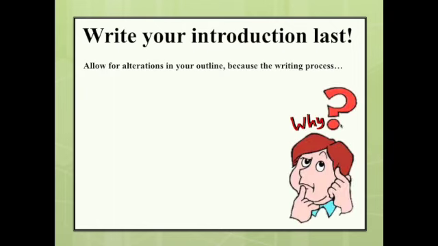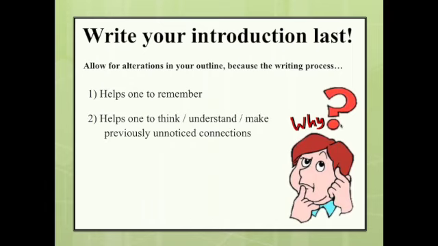Why? Because you have to allow for, and I did mention this in the previous video, but I'll say it again, it's really worth saying again. You have to allow for maybe not huge major alterations, but certain alterations in your outline, because the writing process itself, first of all, helps one to remember things, right? But it also helps one to think, to understand, and make previously unnoticed connections. And these are ideas that perhaps would not have come to you at the outline stage, when you're just writing your original draft outline.